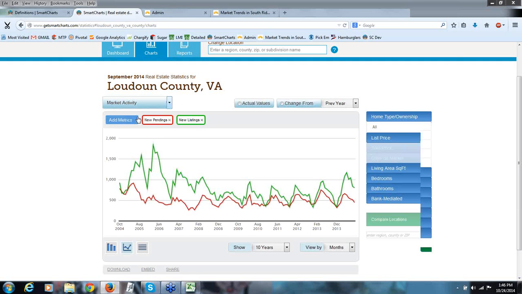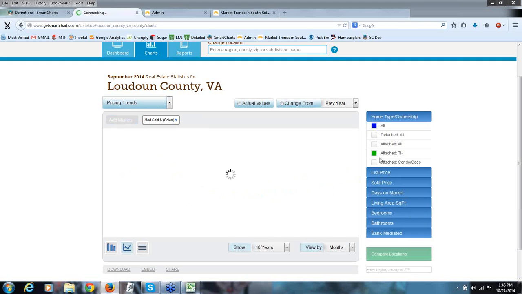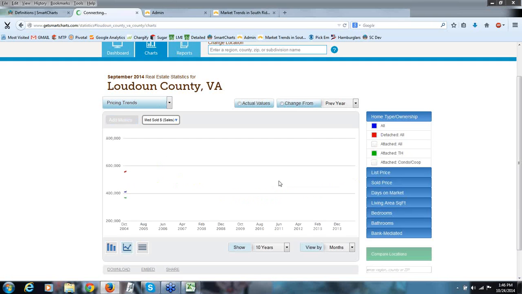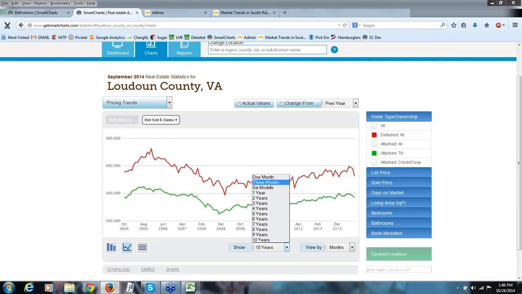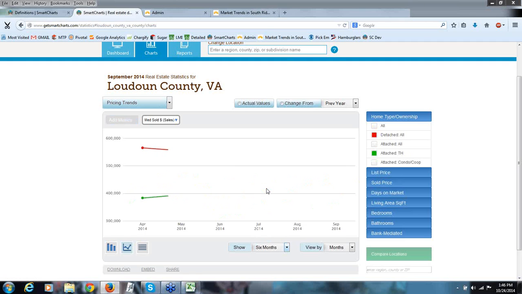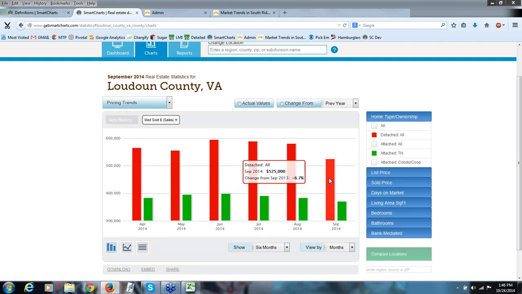So median, let's say we want to do a median sold price chart for Loudoun County and do it for attached townhouses versus detached homes. And we don't want to do a whole 10-year thing. We just want to show the last 6 months of activity over time. So this isn't the best chart in the world to use, but just for explanatory purposes.